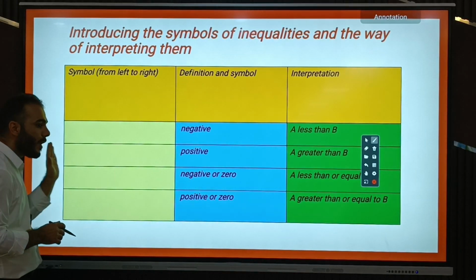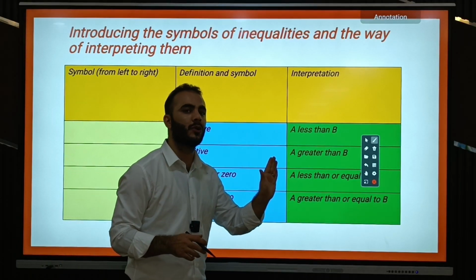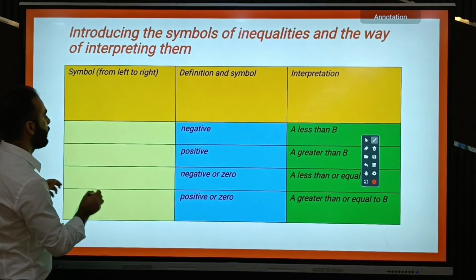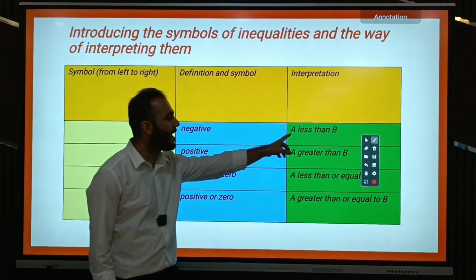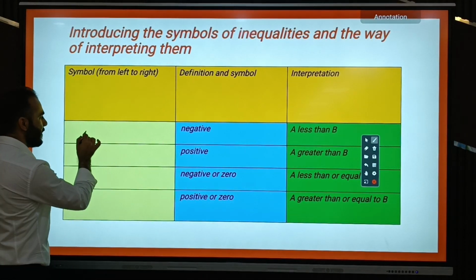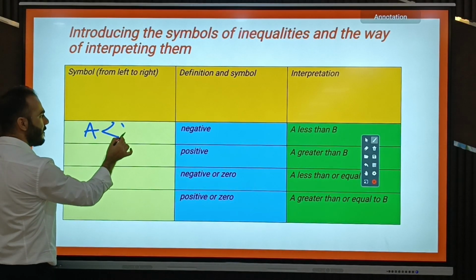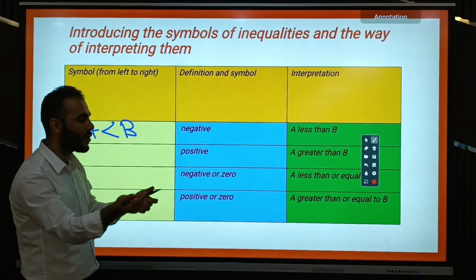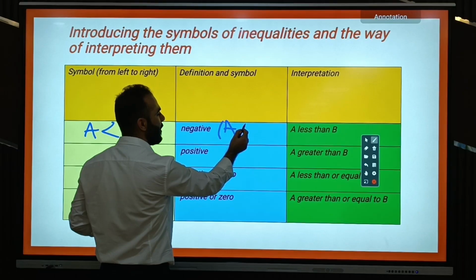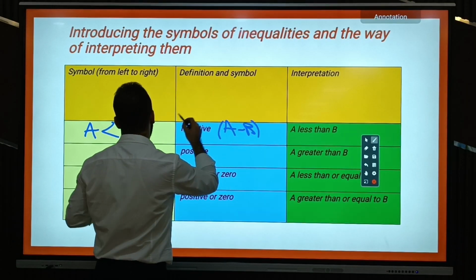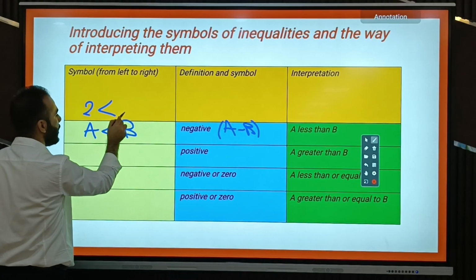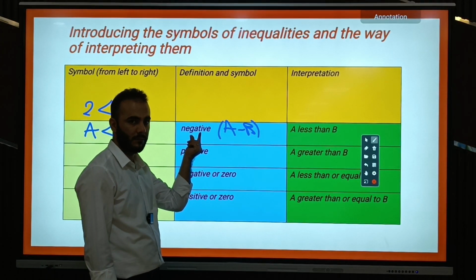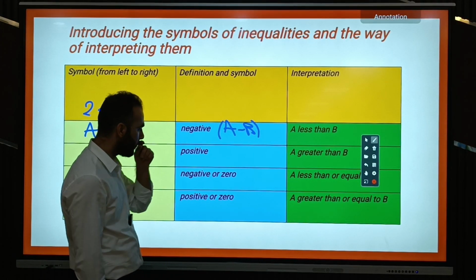For example, always we are going to read it from left to right. So from where to where? Left to right. So for example, here it says A less than B. How are we going to show it as an inequality? A less than B. And why it's written here negative? The result of it. For example, imagine A minus B. Okay, if A is 2 and B is 3, so 2 minus 3 would be negative. I hope that it is clear.